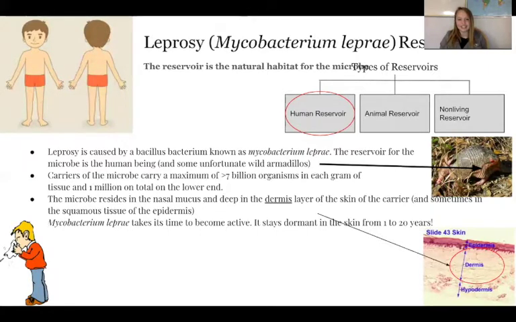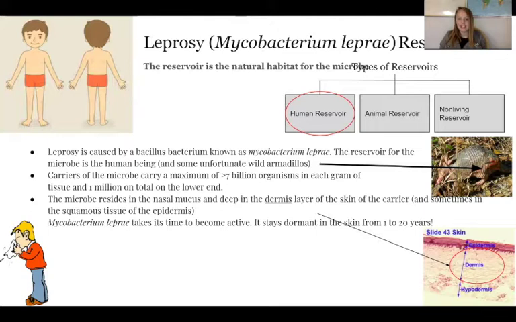As we talked about, the bacillus bacterium, Mycobacterium leprae, is what causes leprosy, and the reservoir for the microbe is a human. So carriers of the microbe can carry a maximum of 7 billion organisms or even more in each gram of tissue, and 1 million on the lower end. So you're looking at both ends of the spectrum that Alyssa talked about, the paucibacillary and multibacillary, the pauci being the lower end, and the multi being the higher end.